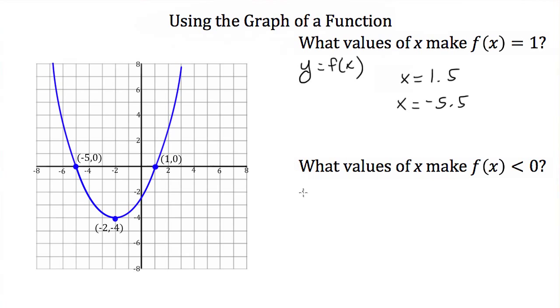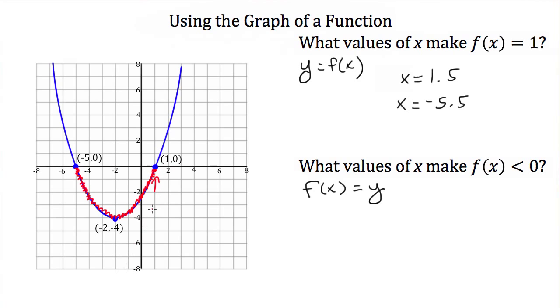Our next question asks us, what values of x make f of x less than 0? Now remember, f of x is just equal to y. So we want to know what values of x make y less than 0. What values of x make y negative? Well, y is negative when it's below the x-axis. So all of these values on our function will have a negative function value, or have a negative y. They stop here where we cross the x-axis.